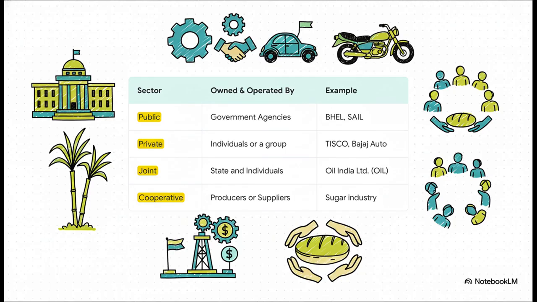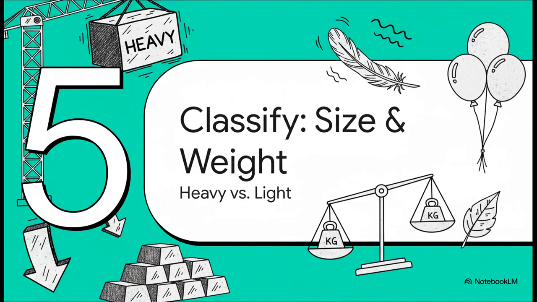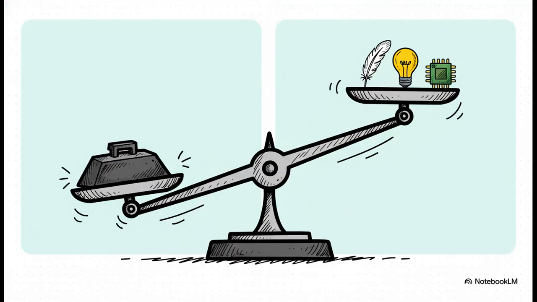And finally, a very interesting one, the cooperative sector. This is owned by the people who produce the raw materials or the workers themselves, like many sugar industries in Maharashtra. Let's move on to our last method of classification for today. This one is based on the sheer bulk and weight of the raw materials and the finished products. And based on weight, the names are very logical. We simply call them heavy industries and light industries.